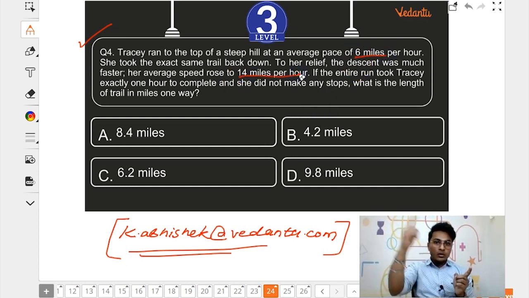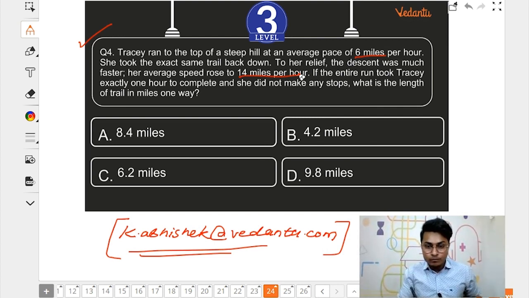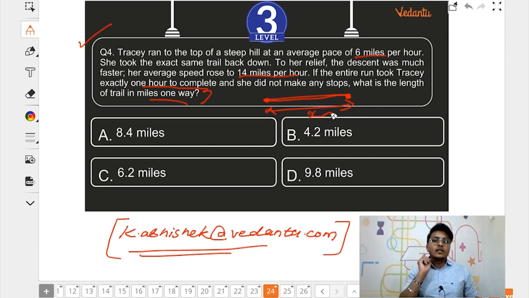So you have the speed in both directions. Now if the entire run took Tracy exactly 1 hour to complete, they have given you the total time. The entire trip took 1 hour, and she did not make any stops. What is the length of the trail in miles one way? Meaning she went from A to B and came back from B to A. Tell me the single distance, what will x be. That is all you have to find. You have the total time and the speeds; you need to find the average speed. Then with that you will find out the total distance also.